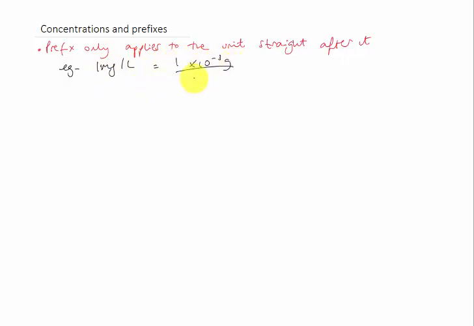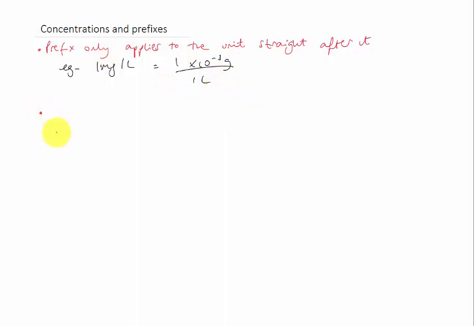So I just have a couple things to say finally about concentrations and prefixes. The first thing I want to say is that the prefix only applies to the unit straight after it. So for example, if we've got 1 milligram per litre concentration, that's equal to 1 times 10 to the minus 3 grams for every 1 litre, if we write it like a fraction. And yes, that's just something you need to know and remember.